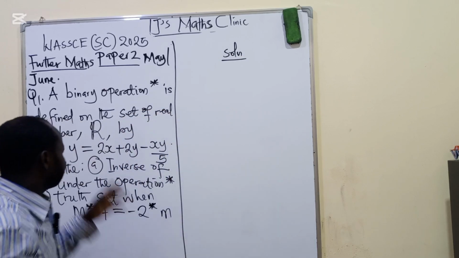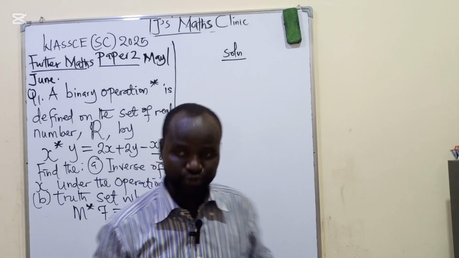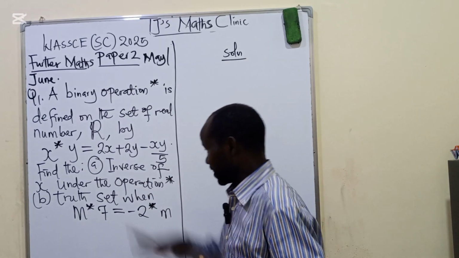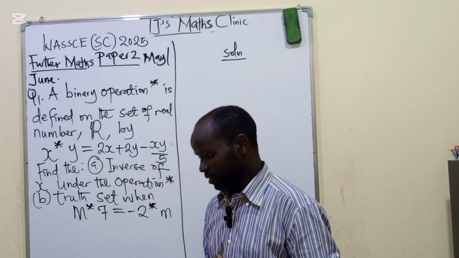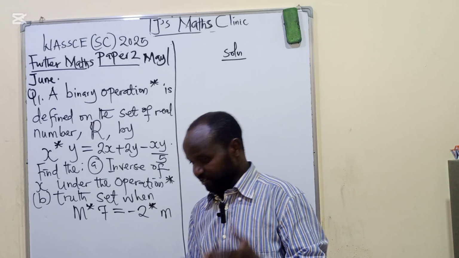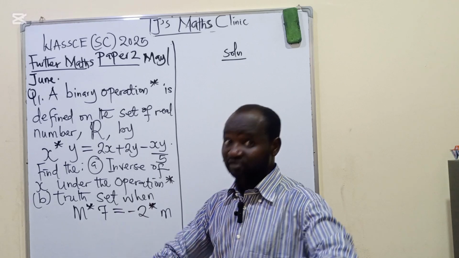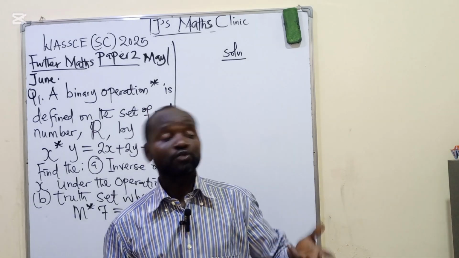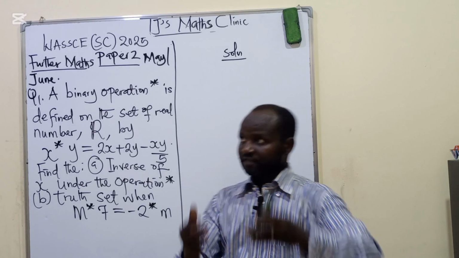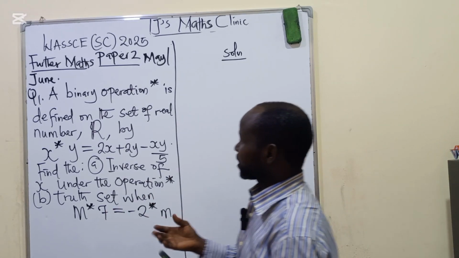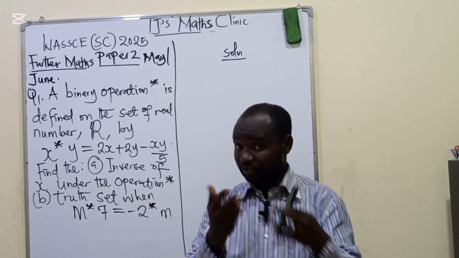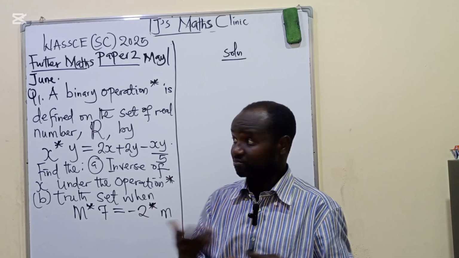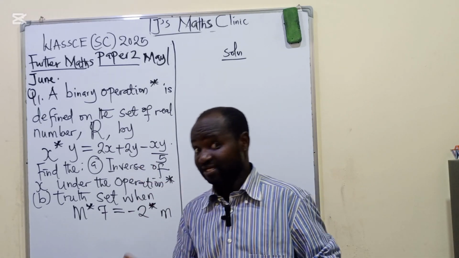For us to find the inverse of x under the operation, we must first of all find the identity element that exists under that operation. If the identity element does not exist, it means the inverse will not exist. And this identity element is unique. What do I mean by unique? After finding the identity element, if we have a variable and we don't have a constant, when I say constant, that's a number, we don't have either 0, 2, -2, 3 in that order, it means the identity does not exist.